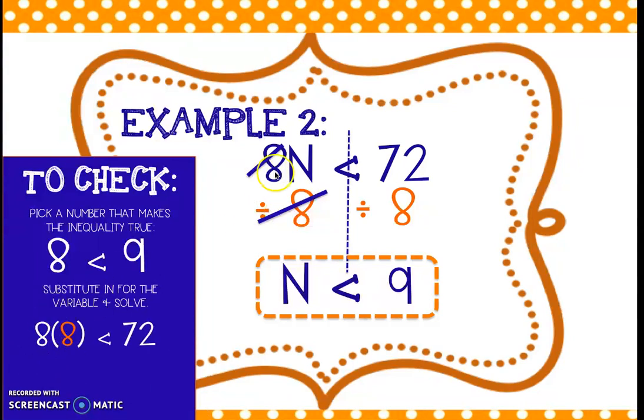So I have 8 times n. I know that's multiplication. So I'm going to substitute the 8 where I see the n. And I want to see, is that less than 72? Okay. 8 times 8 gives me 64. And 64 is less than 72. So I know that n is less than 9 is the correct solution set for this inequality. Any number less than 9 will make this problem a true inequality.